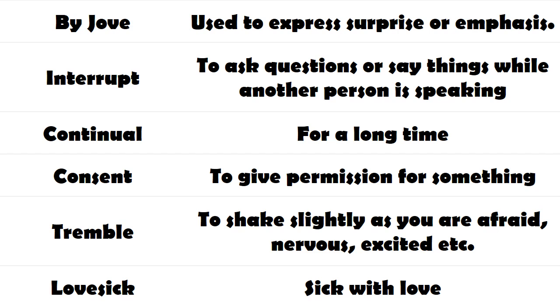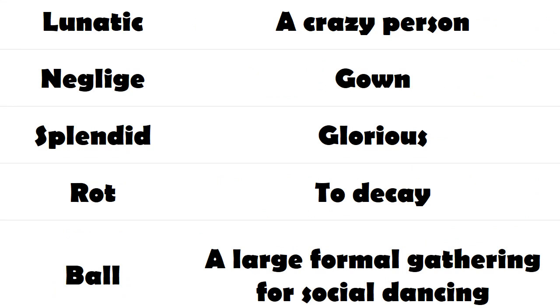Next word, lovesick, means sick with love. Next word is lunatic, means a crazy person or a mad person. Negligee means gown. Splendid means glorious. Next word is rot, means to decay. Next word is ball, means a large formal gathering for social dancing, or we can say a party.